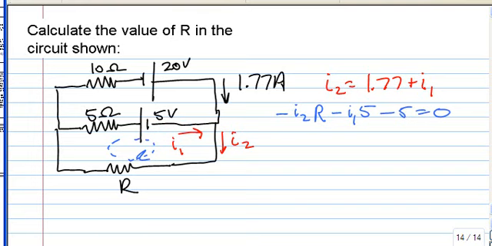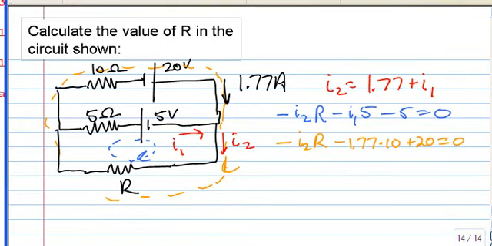So there's one equation. I can make another equation by making another loop. So we go all the way around the outside, again starting in the lower right-hand corner. Minus I2R is my first voltage drop, and I go around to the top, and I drop by 1.77 times 10. And I go up 20 volts. And of course, the closed loop is equal to 0.